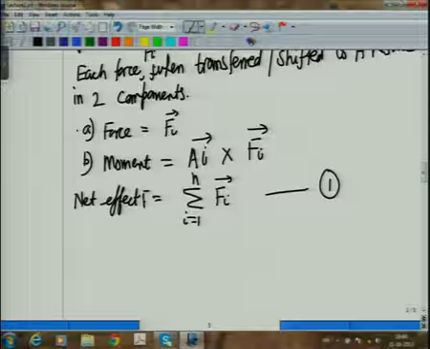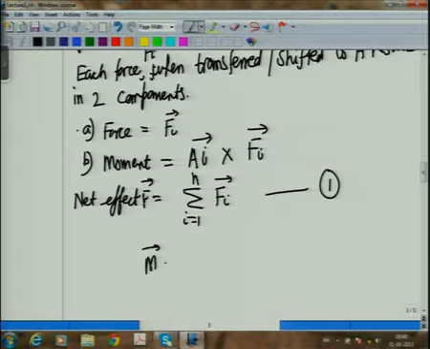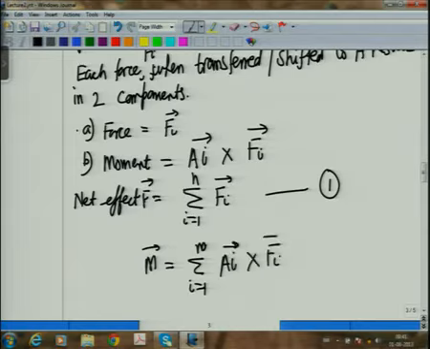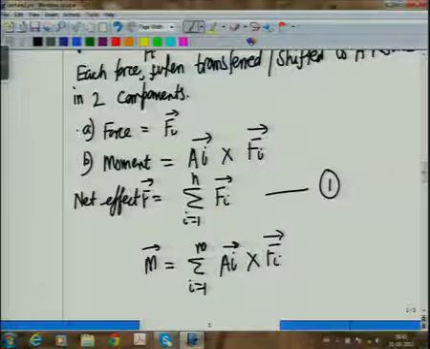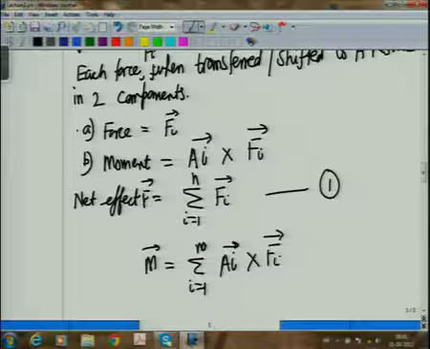So the net moment is equal to the sum from i equal to 1 to n. This will be the effect of all the forces at point A. Then we have the couples. What do we do about the couples? Couples directly get shifted to the point A without any change.